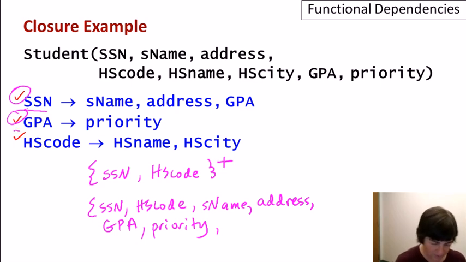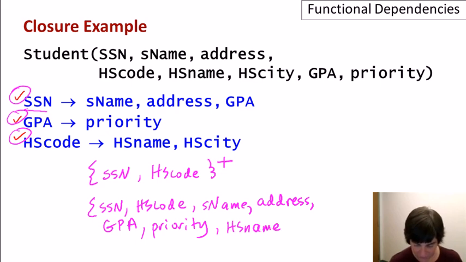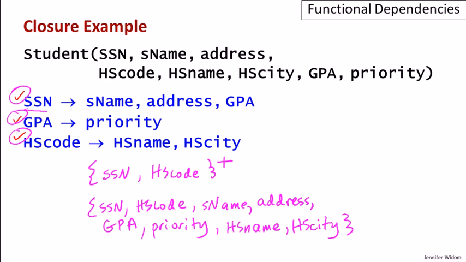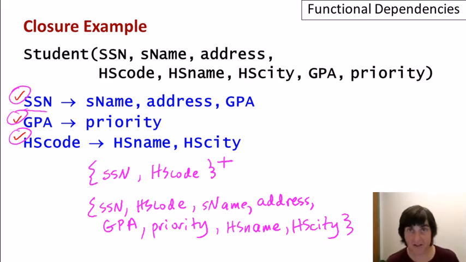Now let's repeat again. Because we have the GPA, our second functional dependency tells us we can add the priority. And that's it for that one. And then since we have the high school code in the set, our third one tells us that we can add the high school name and the high school city. And at that point, we certainly know we're done because we've actually got the entire relation at this point.